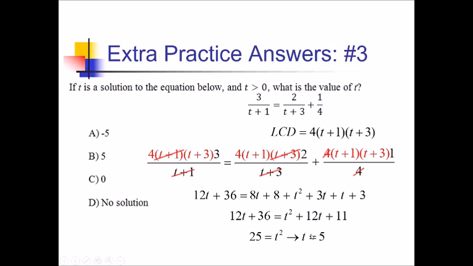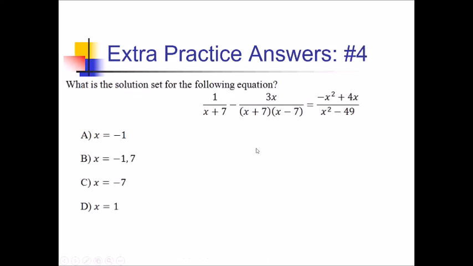Now double checking to make sure that doesn't make anything undefined. If I plug in 5 for t into the equation, 5 plus 1 is not 0, so we're good there. 5 plus 3 is not 0, still good. So because that doesn't make anything undefined, 5 is in fact our final answer, choice B.